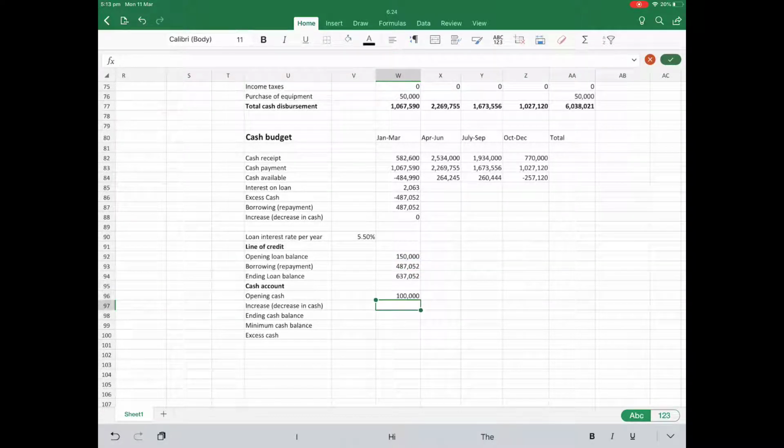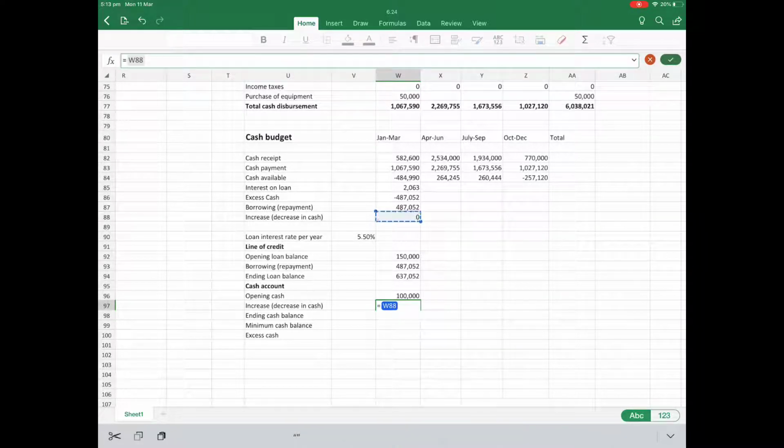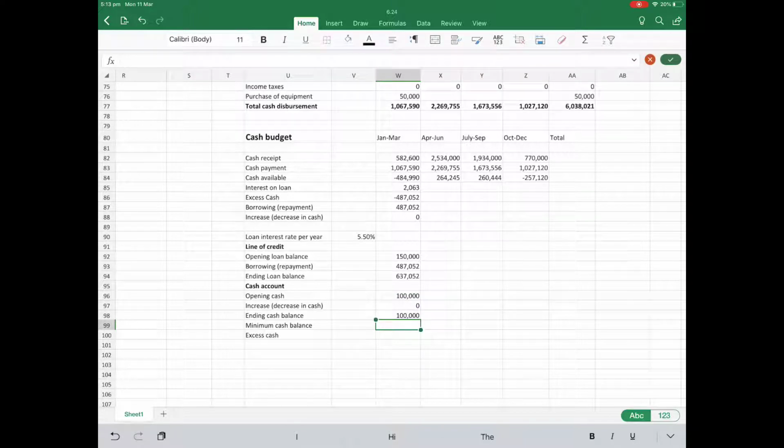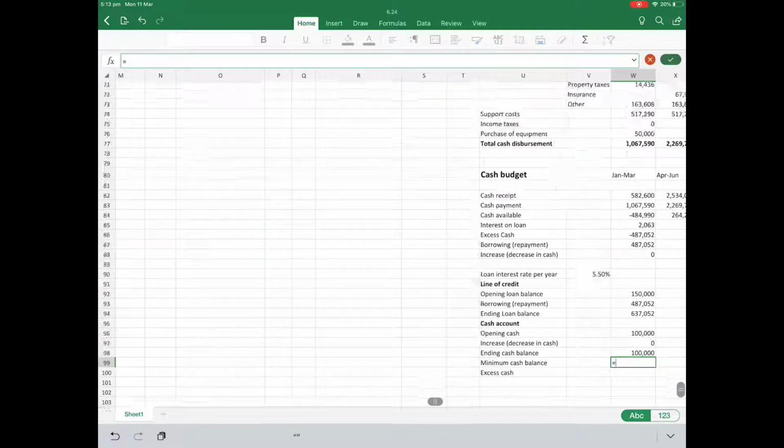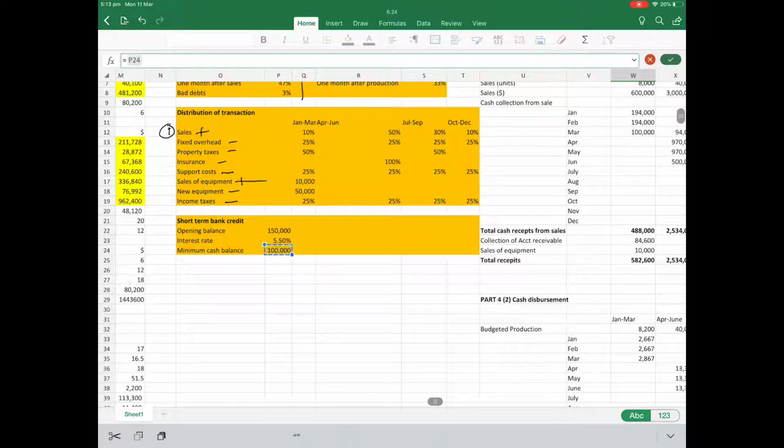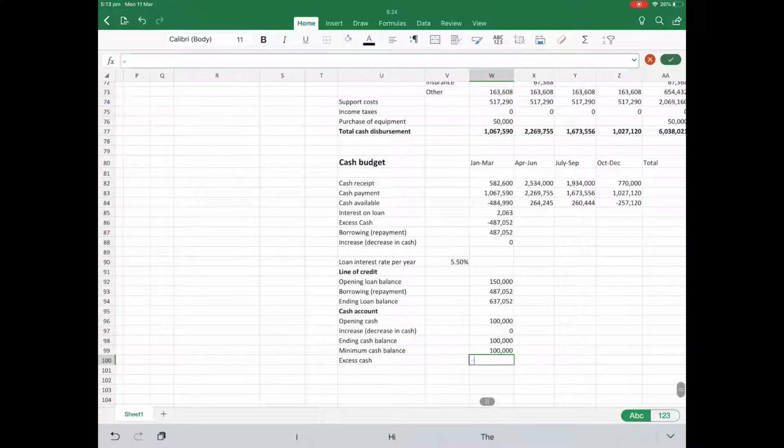Now, given the cash account, we have the opening cash balance of 100,000. That is the minimum cash they have to keep, right? The increase or decrease in cash is 0, so this comes from here. So the ending cash balance would be the sum of these two amounts. The minimum cash balance, as we know, is 100,000. So basically, do they make any excess cash? No, because if you take the ending cash balance and subtract the minimum cash balance, we have 0.